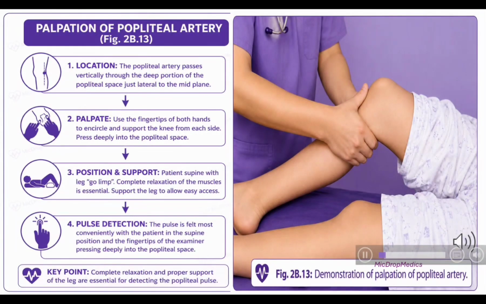The hardest one to find is most probably the popliteal pulse. For this, flex the patient's knee slightly to relax the popliteal fascia. Place both of your hands around the knee and press your fingertips deep into the midline of the popliteal fossa against the posterior aspect of the tibia.